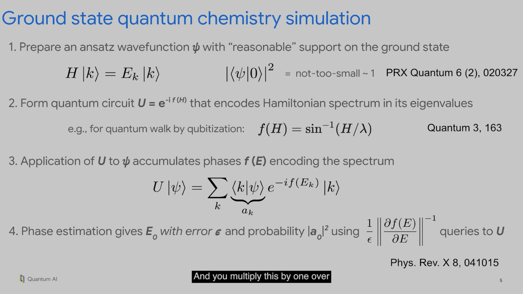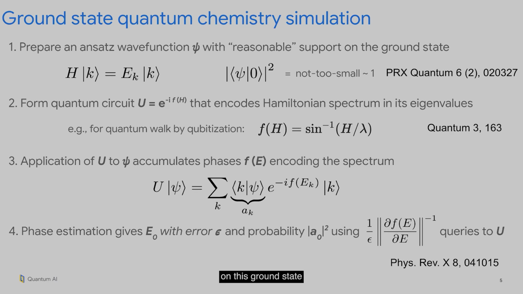And you would multiply this by 1 over the square root of this probability, but we take that to be 1. So here we benchmark algorithms rather than our ability to prepare the ground state. So now that you have this input, the next step is to apply phase estimation. That means that you're estimating the phase of something.